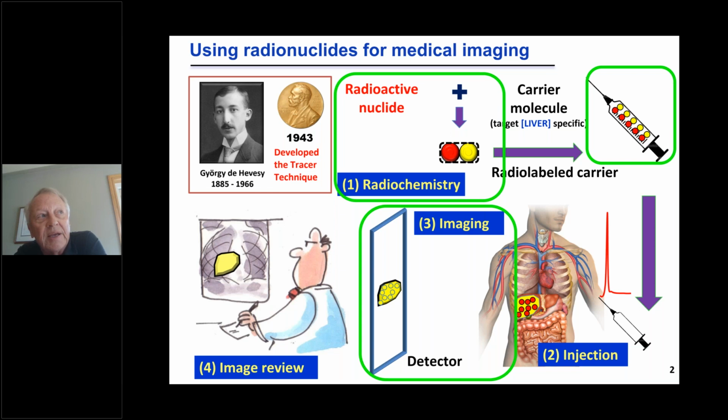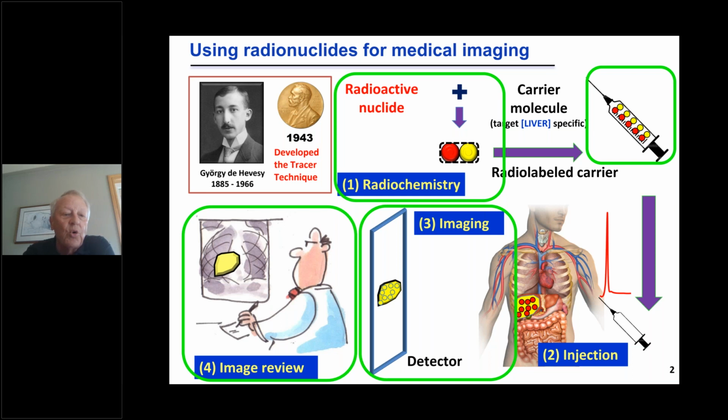The functionality of the camera is checked every day, and the imaging procedure is carefully controlled. And of course, the imaging review is also controlled according to the set procedures that physicians use to read and interpret the images. But curiously, what is not so strictly controlled is the injection of the radioactive carrier intravenously into the patient, and that's what's shown here in number 2.